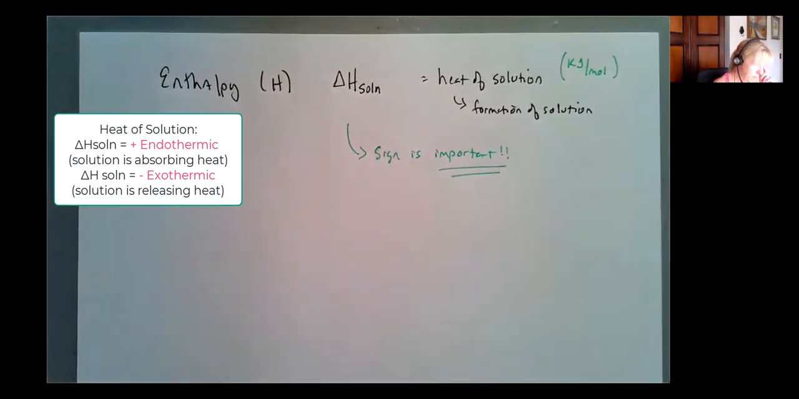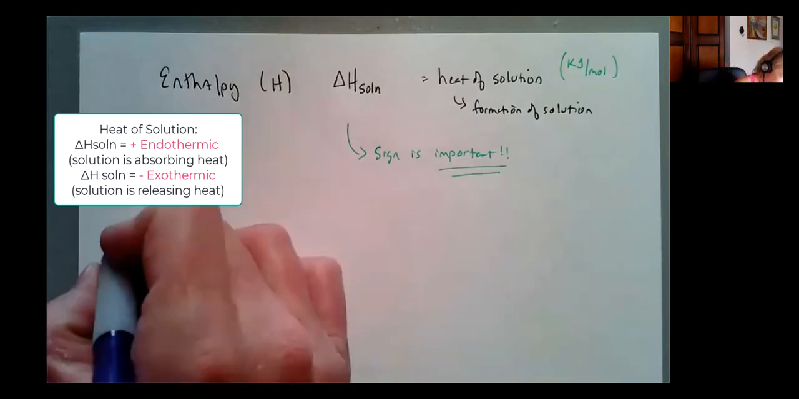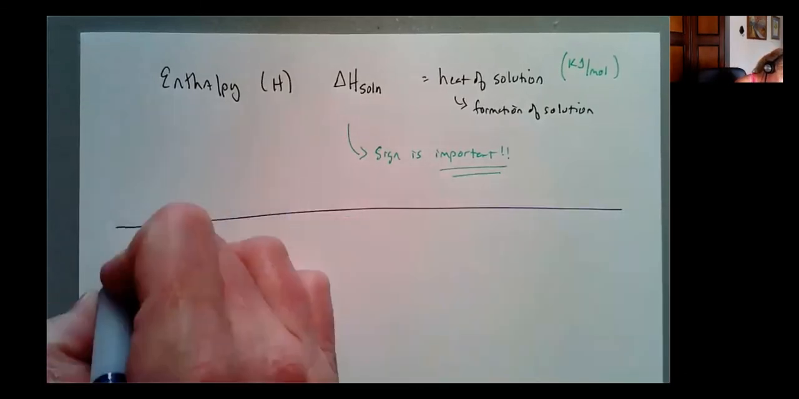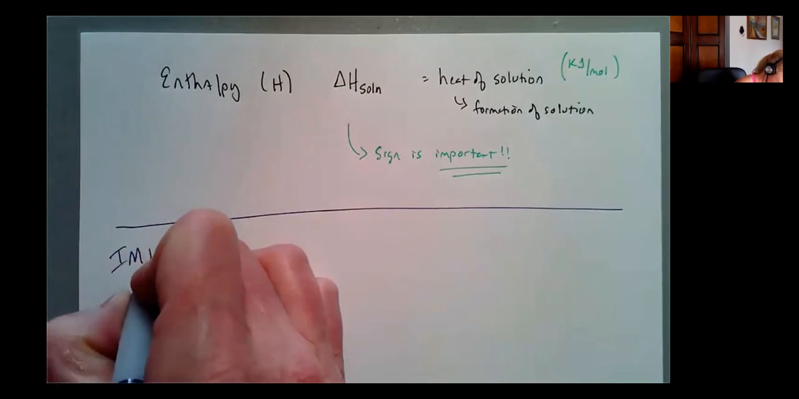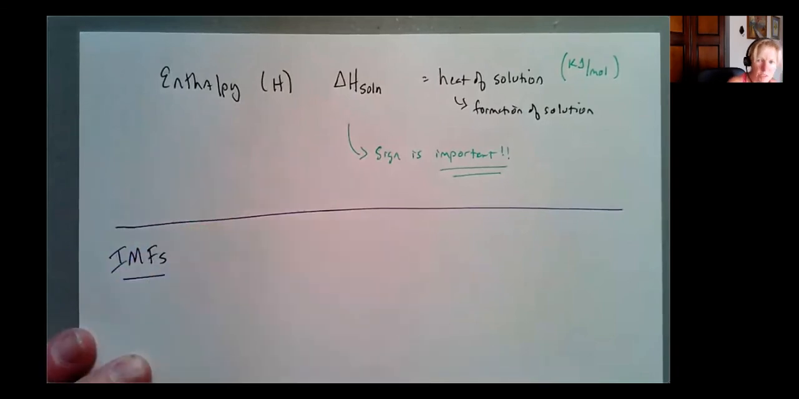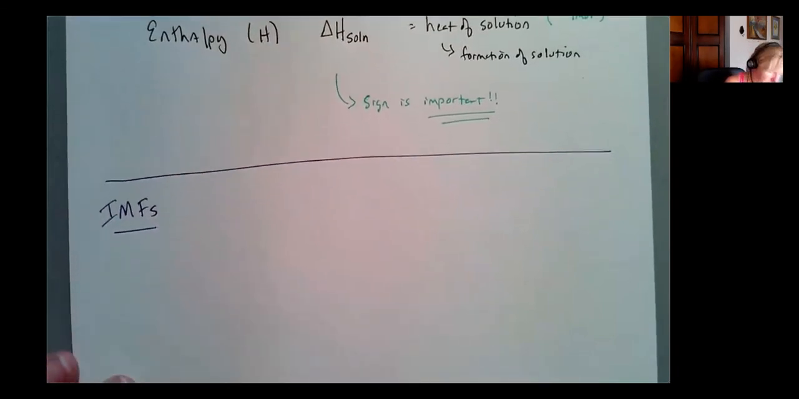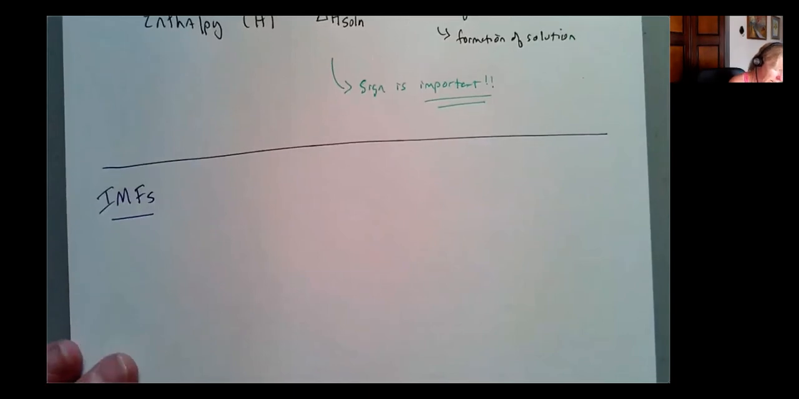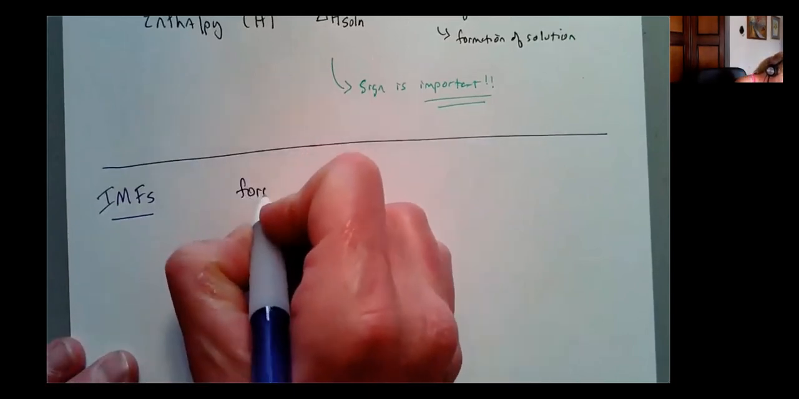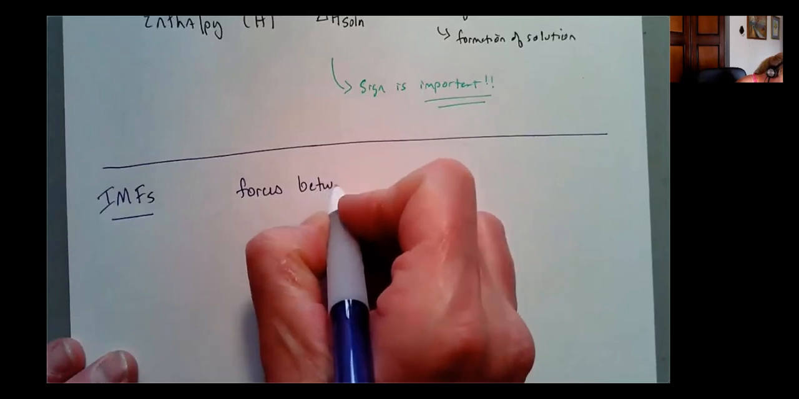All right, so enthalpy may or may not favor whether a chemical solution will form. And so what is going on in the solution where we would need to consider the enthalpy? And so we're going to back up here and talk a little bit about intermolecular forces, IMFs. This was from chapter 11. In chapter 11, these are the forces that are between molecules.